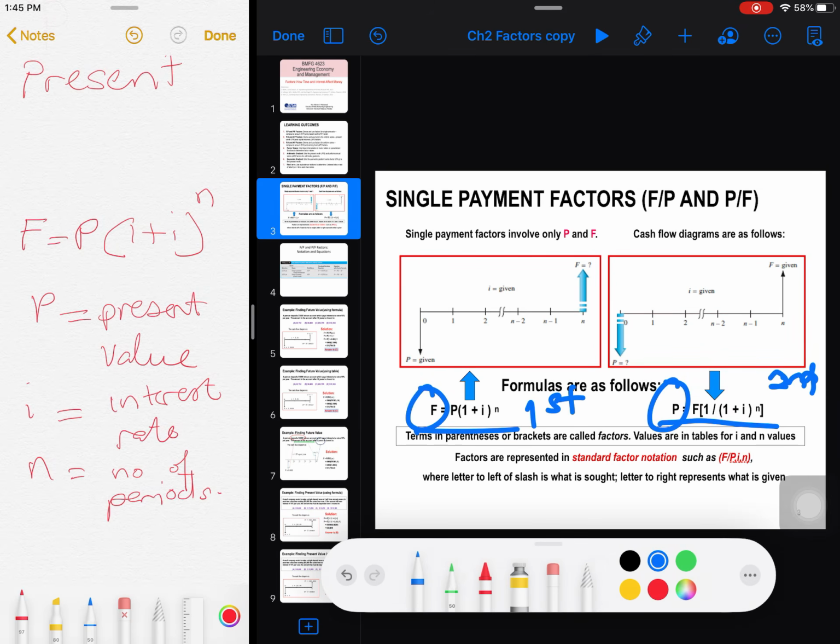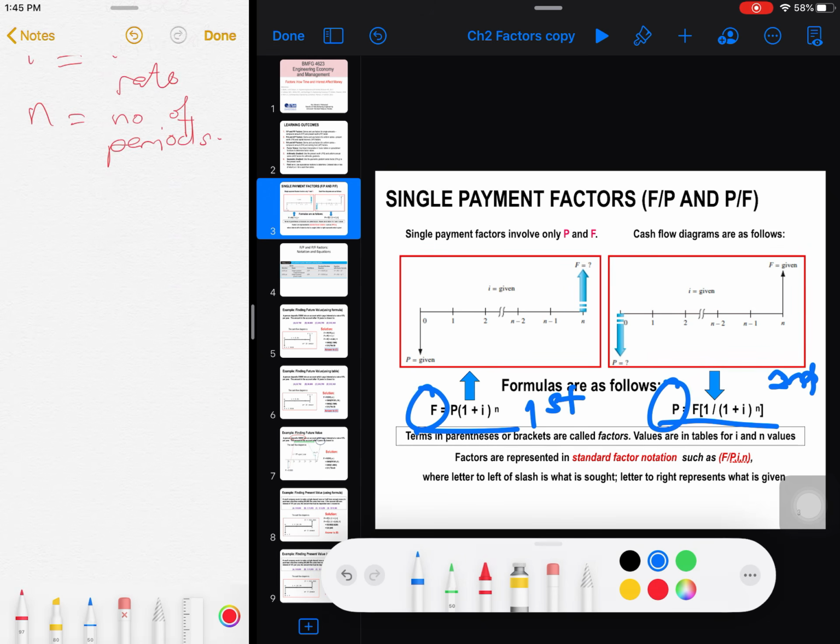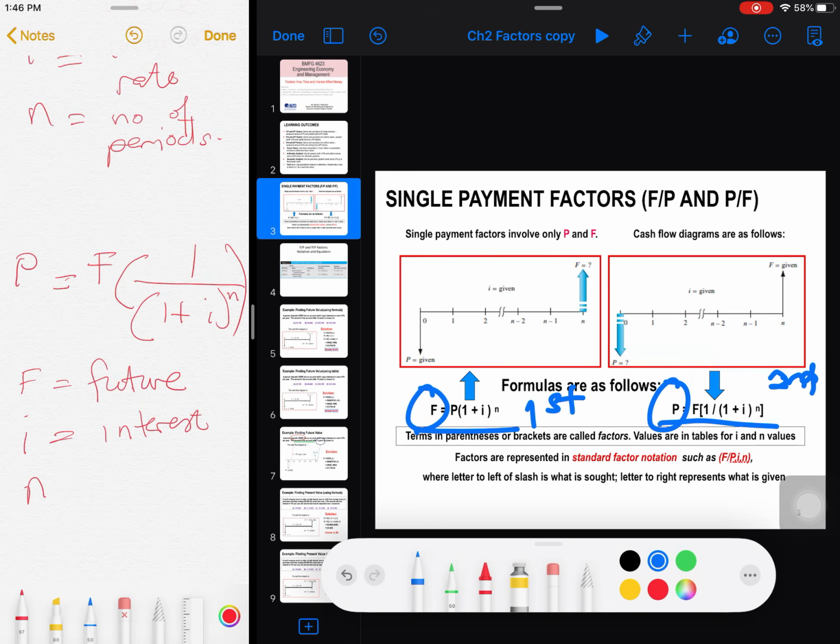With this, we can also find P using equation number 2, where P equals F times 1 over (1 plus I) to the power of N. Now we know F is the future value, I is the interest rate, and N is the number of periods.